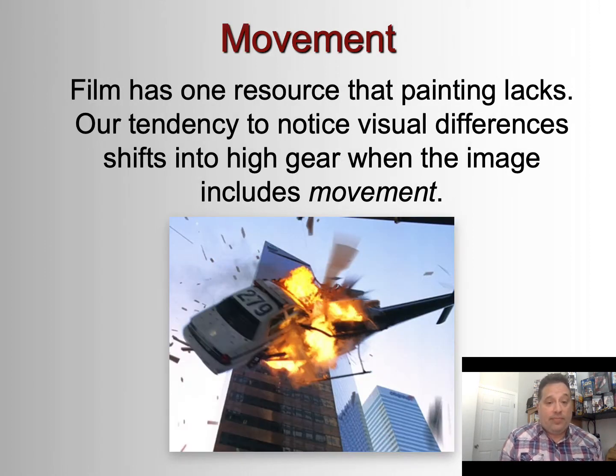Of course, movement, right? Obviously, we're talking about motion pictures here. And movement is the one resource that painting lacks. Our tendency to notice visual differences shifts into high gear when the image includes movement. And of course, movement can occur just via mise en scène, right? Because the actors can move around stage. But where movement really kicks into high gear is when it's done in relationship with cinematography, with a moving camera, for example. And we'll look at that in the next lesson.